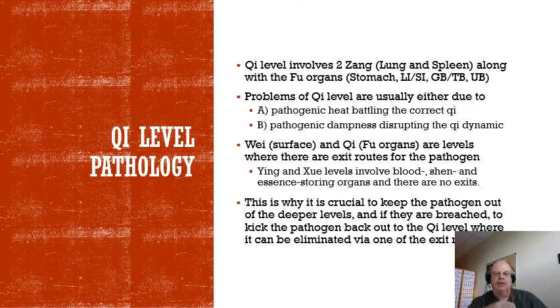The yin and xue levels, construction or nutritive and blood levels, involve blood, shen, and essence storing organs, and there are no exits. And this is why it's crucial to keep the pathogen out of these deeper levels. And if they're breached, the idea is to kick the pathogen back out to the chi level where it can be eliminated via one of the exit routes.